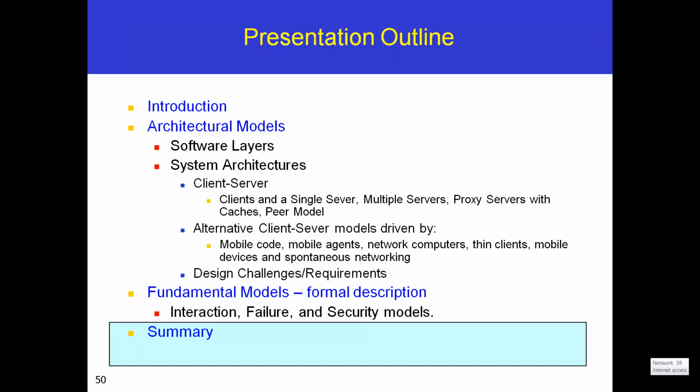So far, in the architectural models, we have discussed client-server models and alternative models. In the fundamental models, we have discussed the interaction model, the failure model, and lastly, the security model.